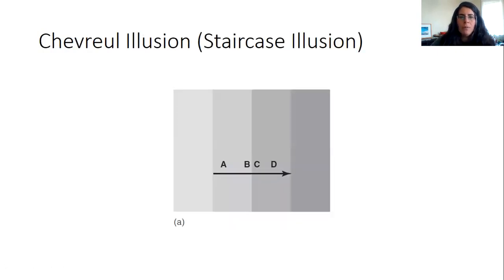Same with the Chevreul illusion, right? There's no change in actual physical intensity when you see these bumps up in brightness and decreases in brightness.